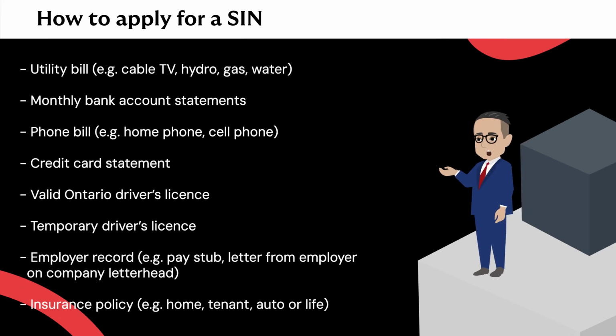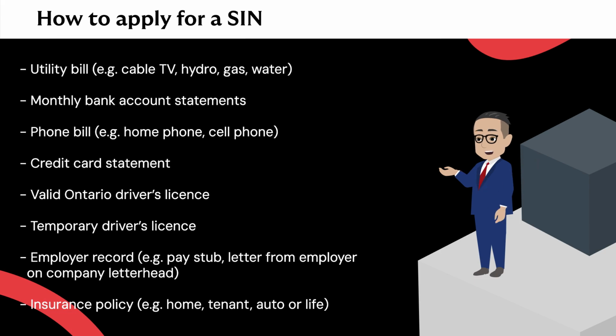The government also accepts other types of proof of address if they include your valid address, like utility bill: cable TV, hydro, gas, water. Monthly bank account statements, which does not include receipts, bank books, letters, or automated teller receipt. Phone bill: home phone, cell phone. Credit card statement. Valid Ontario driver's license. Temporary driver's license, only if accompanied by photo license card with the same address.